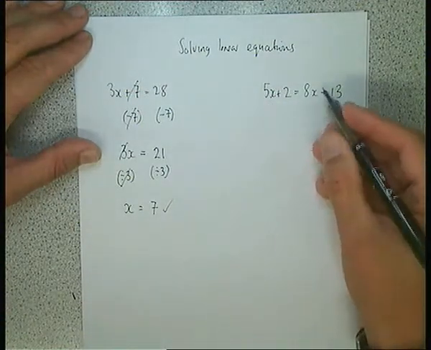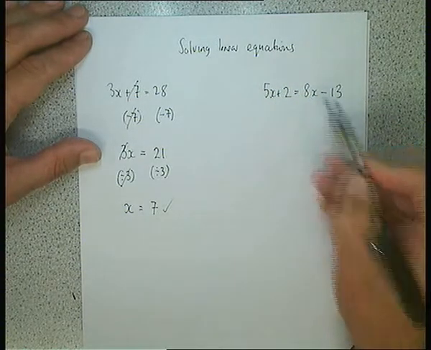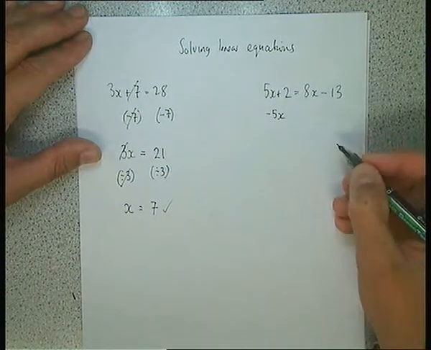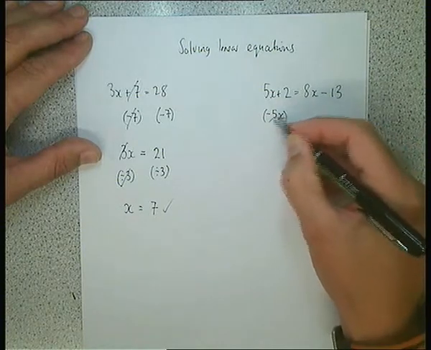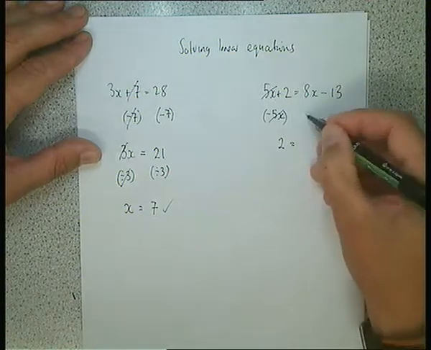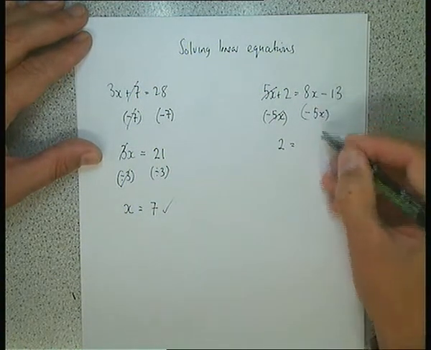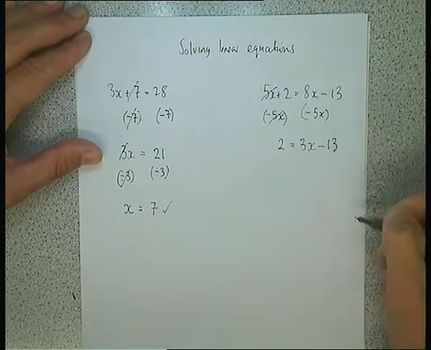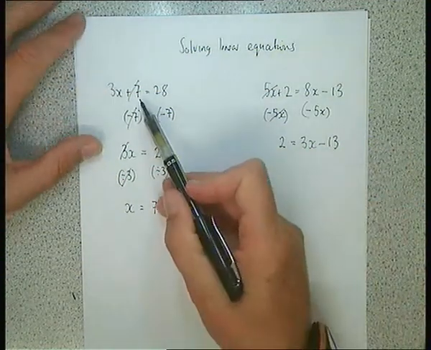Here it's slightly more complicated, but not too much so. I just have to look for my smallest value of x. So 5x is smaller than 8x, so I subtract 5x's. I don't know what those 5x's are, but I'm going to subtract them, and that will cancel with that, which will leave me with 2 on that side. If I take 5x's away from that side, 8 take away 5 gives me 3x's, and I'm still left with minus 13.